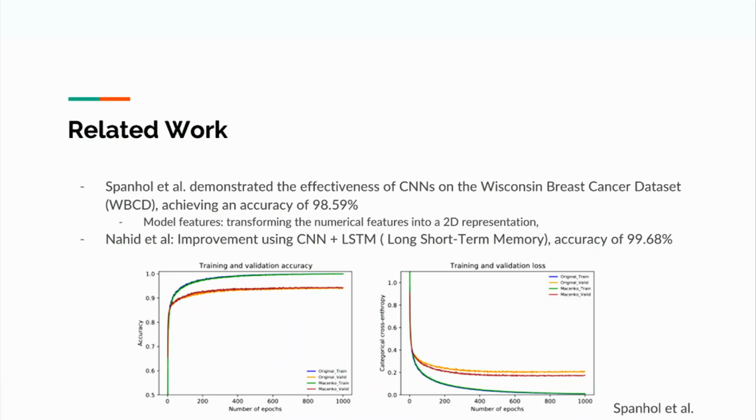Later on, there was an improvement by Nahid et al., which used CNNs in combination with long short-term memory, and they achieved a really high accuracy of 99.68%. As I mentioned earlier, these are just accuracy numbers, but there are still a host of factors that could influence these decisions. So getting a holistic picture and improving the model features is increasingly important.